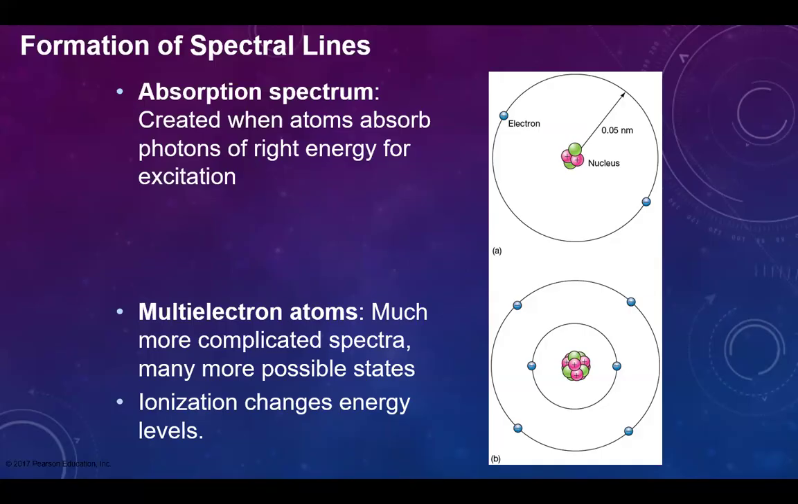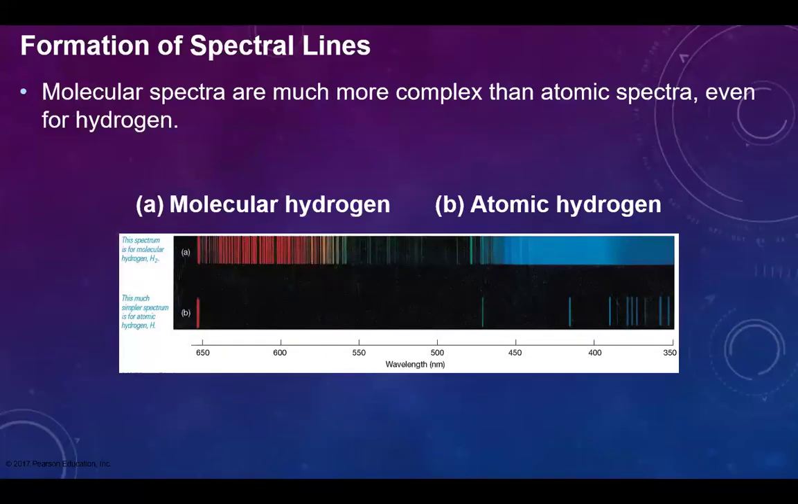Ionization, if you knock one of the electrons free, changes the energy levels and changes the spectrum. So you could measure how much ionization is going on by looking at the spectrum. And then when you have molecules, stuff gets a lot more complicated.